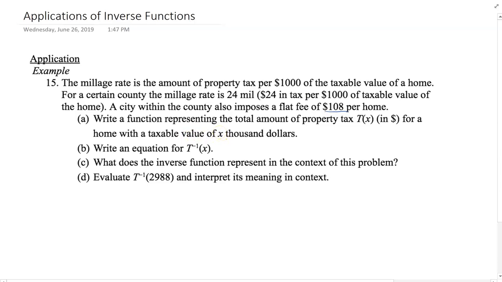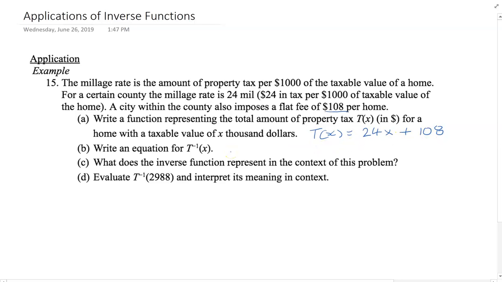So in this case, what we want to do is find what is your fixed amount of tax and what's your variable amount of tax with a value of x thousand dollars. Notice the millage rate is per thousand, so it's 24 per 1,000. So if x is the number of thousands, then it will be 24x. So T of x will be equal to 24x plus your fixed rate, which is 108. So that is the function we're looking for. Right? T of x is equal to 24x plus 108.